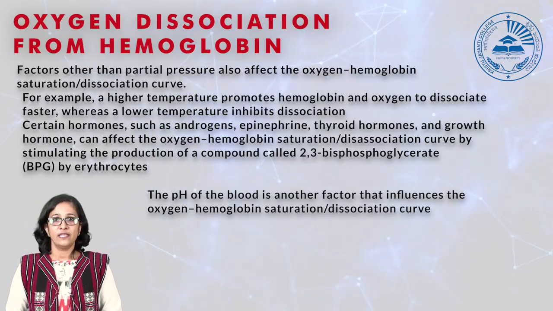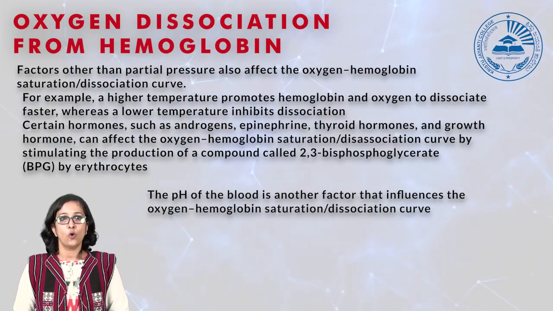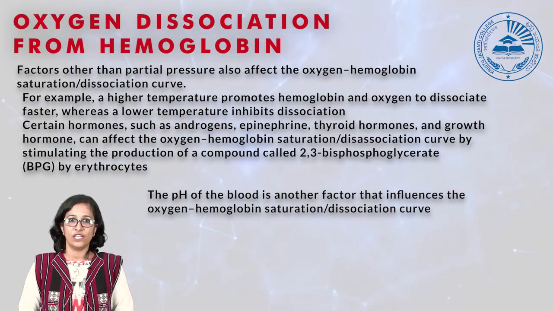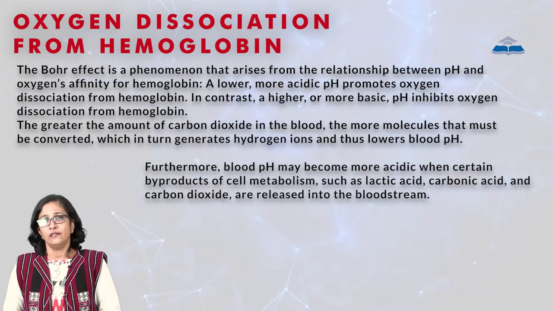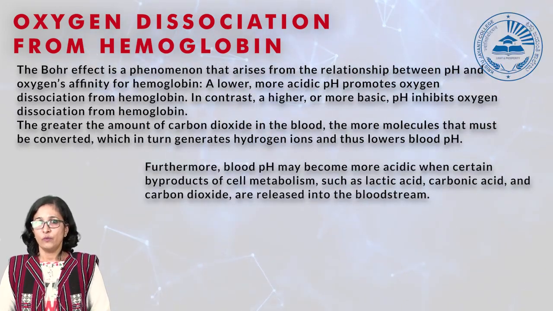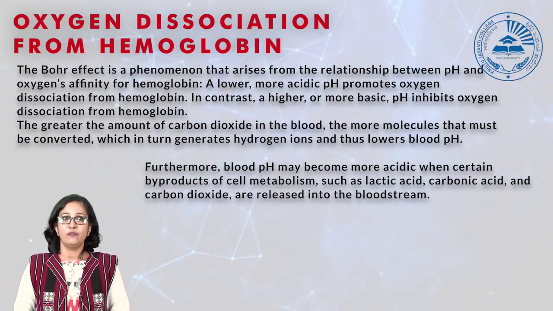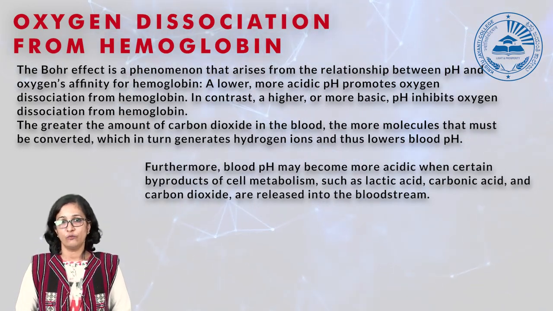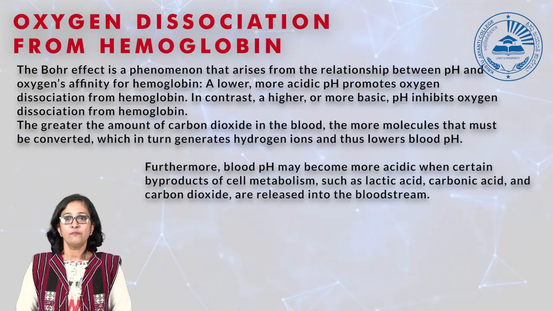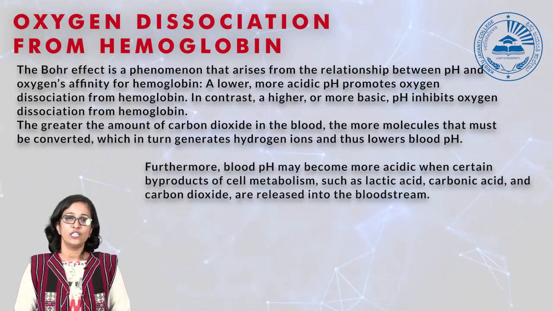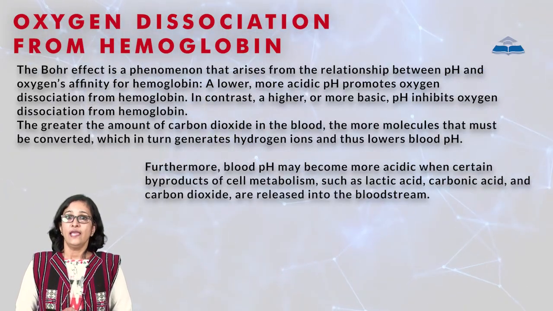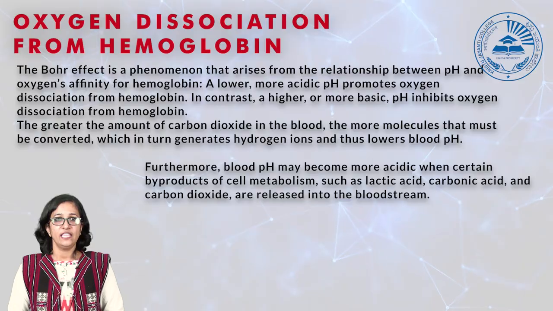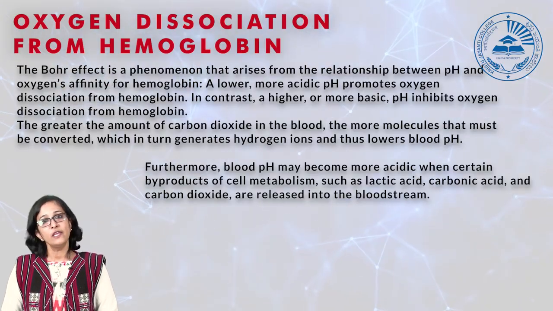The pH of the blood is another factor that influences the oxygen hemoglobin saturation dissociation curve. Another thing is the Bohr effect, which is a phenomenon that arises from the relationship between pH and oxygen's affinity to hemoglobin. The Bohr effect is that a lower, more acidic pH promotes oxygen dissociation from hemoglobin. In contrast, a higher or more basic pH inhibits oxygen dissociation from hemoglobin.